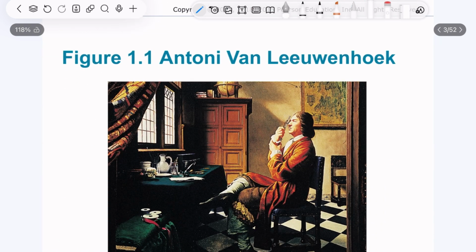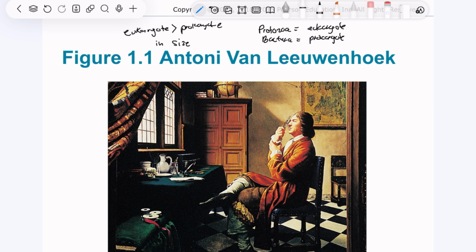So here's an image of Anthony van Leeuwenhoek. He was the first to report the existence of protozoa in 1674 and bacteria in 1676. So then the question becomes, why did Van Leeuwenhoek discover protozoa before bacteria? And that's because protozoa are eukaryotes, which are generally larger than bacteria, which are prokaryotes. So in terms of size, eukaryotes are bigger than prokaryotes.